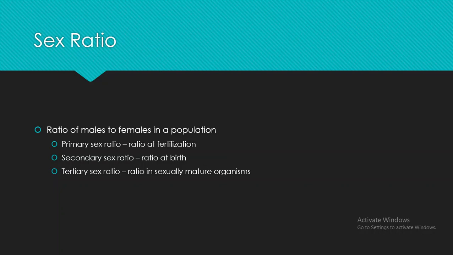The primary sex ratio, or the ratio at fertilization. The secondary sex ratio, or the ratio at birth. And the tertiary sex ratio, or the ratio in sexually mature organisms.